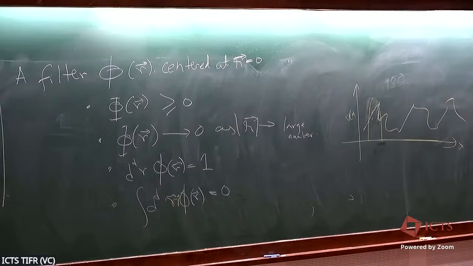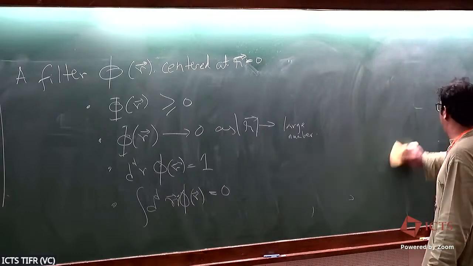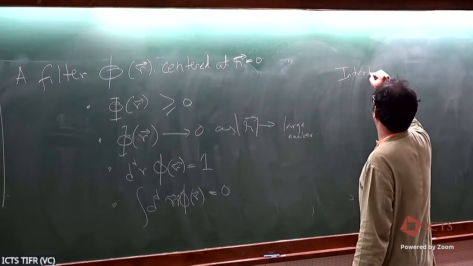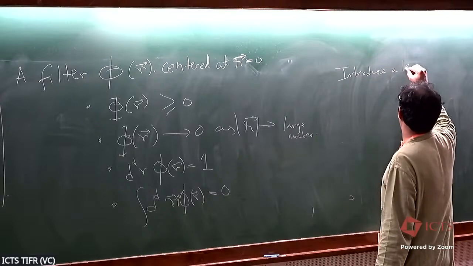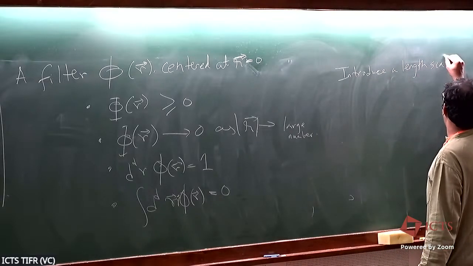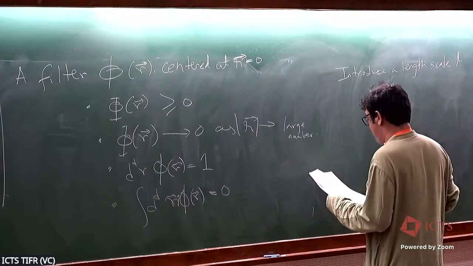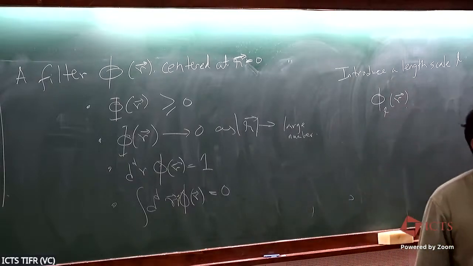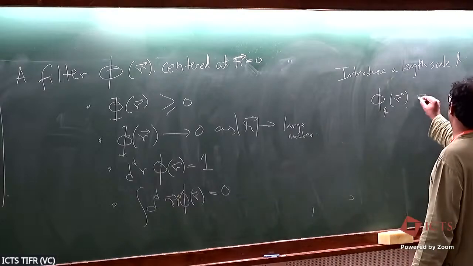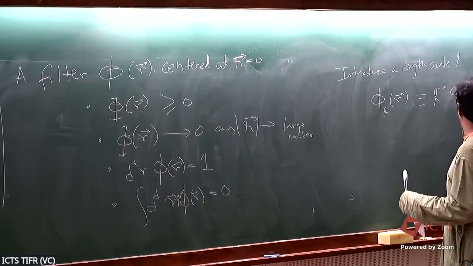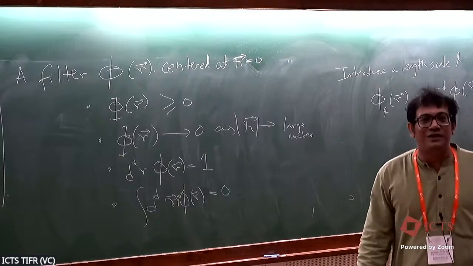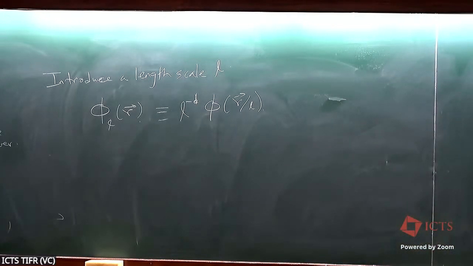All right. So now what we can do is we can introduce some length scale L in this filter, such that I'm going to label my filter with the label L. This will just be L to the minus d phi of r over L. You've seen many of these ideas in Sanjib and Abhishek's lectures in the last week.